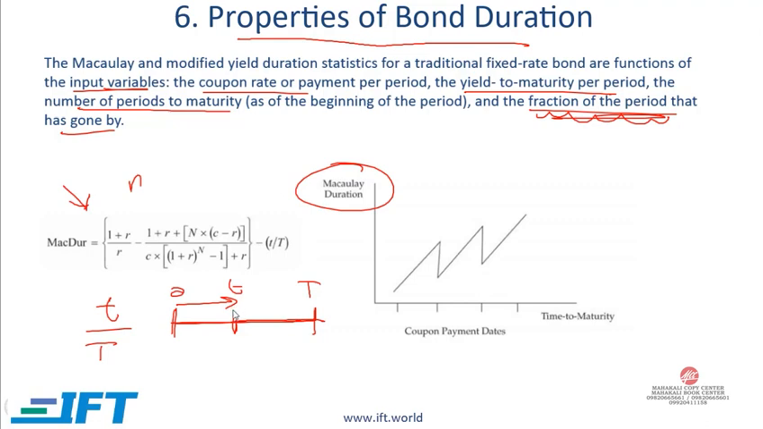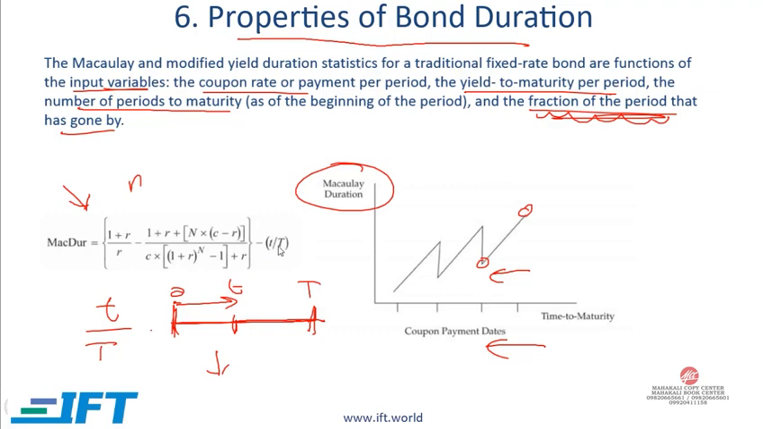You can also think of it as follows. As t increases, we are between coupon payments and the time to maturity is coming down. In other words, as t increases, we are moving from right to left. If you think of these 2 points as the ends of a given period, then as we are moving in this direction, that is the same as saying that small t is increasing.